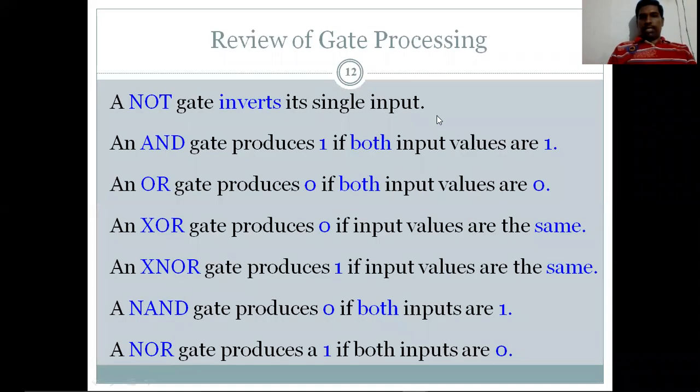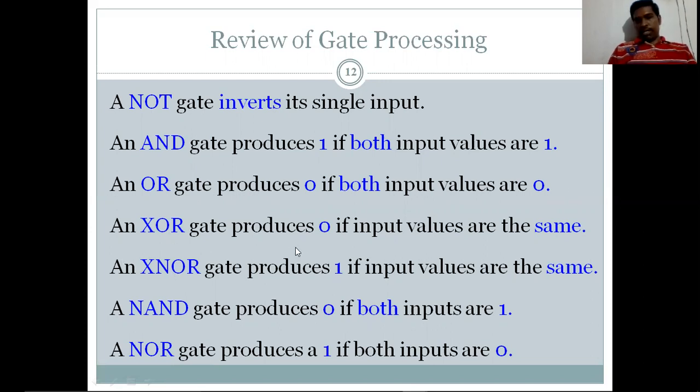So if we have a small review of this, see, a NOT gate inverts a single input. That means 0 is given, it is taken as 1. The AND gate produces 1 if both inputs are 1. That means when A equal to 1, B equal to 1, then 1 into 1 you will get 1 as answer. That is given here. Next, OR gate produces 0 if both input values are 0. That means 0 plus 0 is equal to 0. That is what it is saying here.